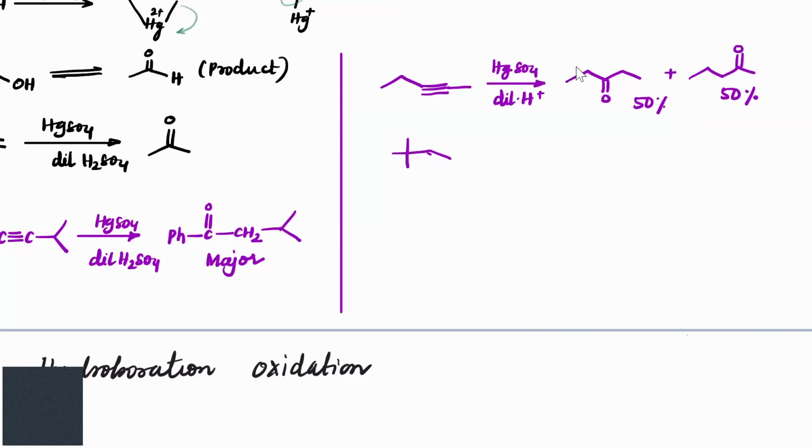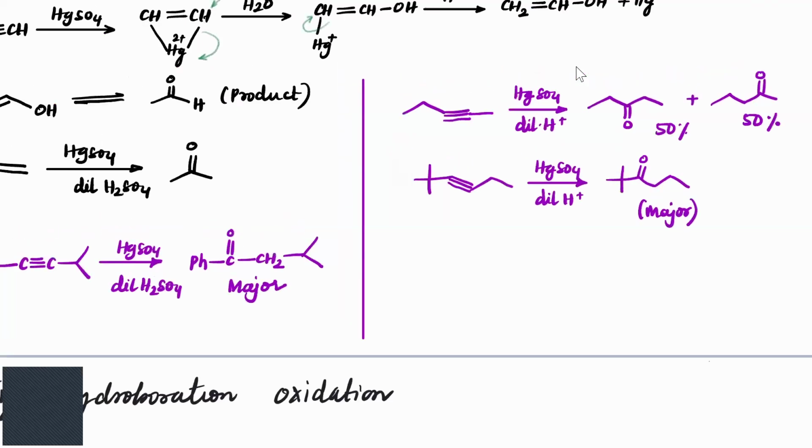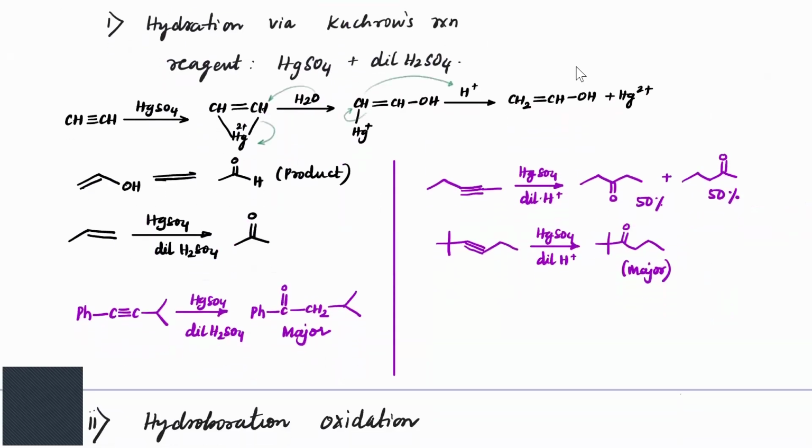In case you have a tert-butyl on one end and ethyl on the other end here like this, in such case again with HgSO4 and dilute H plus, notice on the tert-butyl side you'll have a major product here, and this side it will be minor. So this is major. Got it? So these are the standard questions which are asked from Kucherov's reaction. Please check quickly, everybody. If you have a doubt, you can ask me.